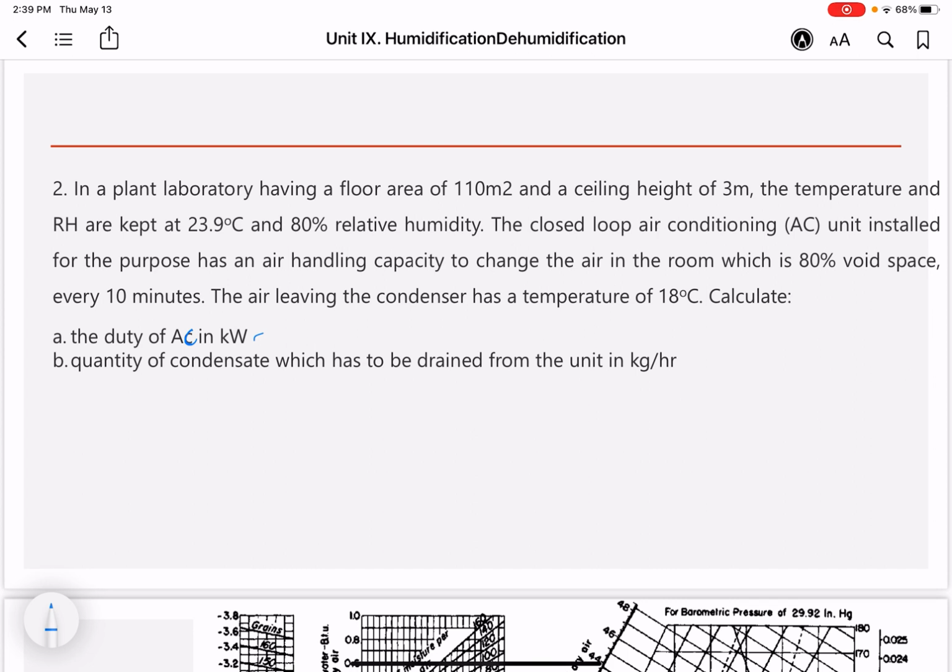Okay, let's draw first the diagrams. I have a room which has an area of 110 meters squared. We have the height of 3 meters. T1 is kept at 23.9 degrees C, 80% relative humidity, and 80% void space.